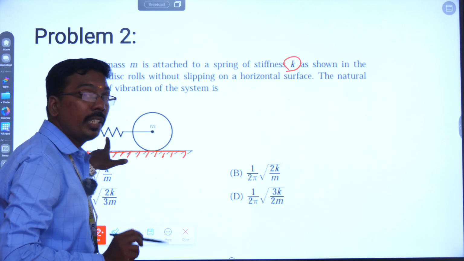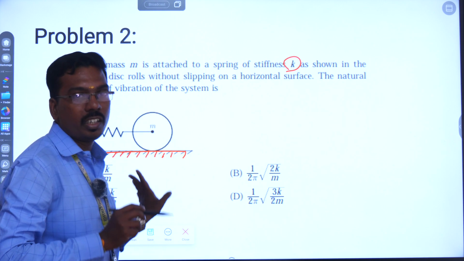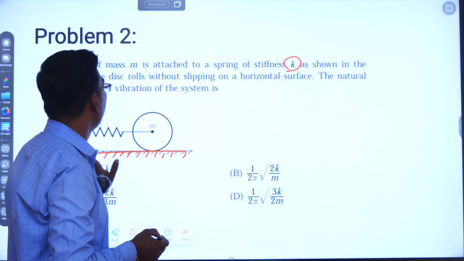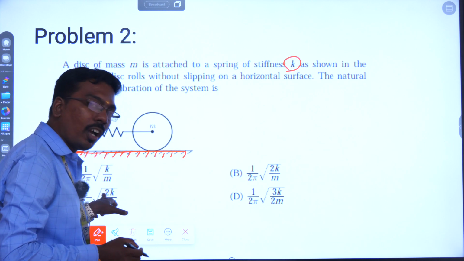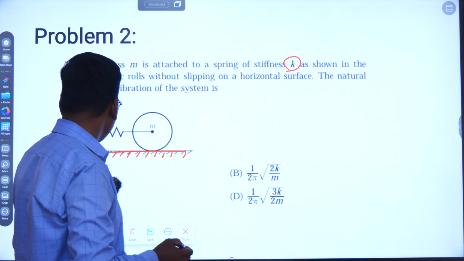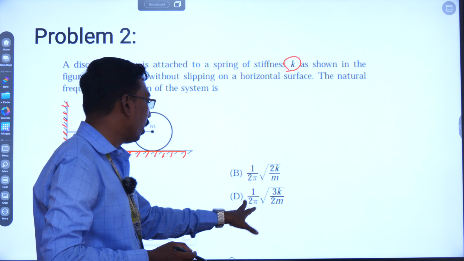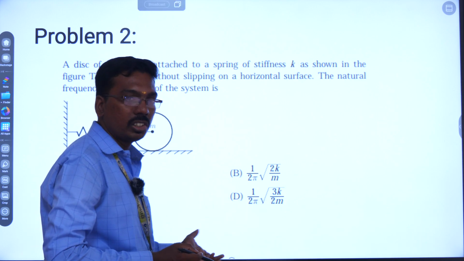Then only one spring has to be introduced to attach with the disc. Not even a damper. So at that time this problem will be considered as a free vibration as well as forced vibration problem. Four options have to be given. A is 1 by 2 pi root of k by m. B is 1 by 2 pi root of 2k by m. C is 1 by 2 pi root of 2k by 3m. Finally, D is 1 by 2 pi root of 3k by 2m. Right, now we have to see the solution.